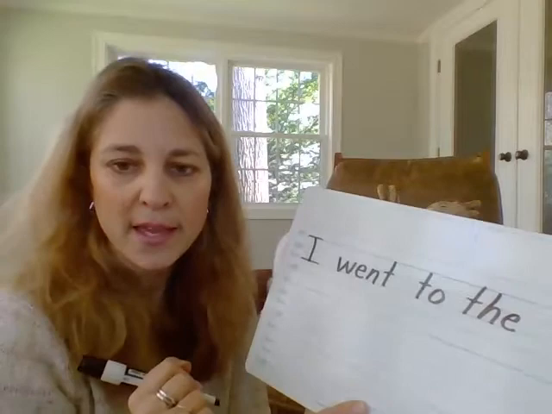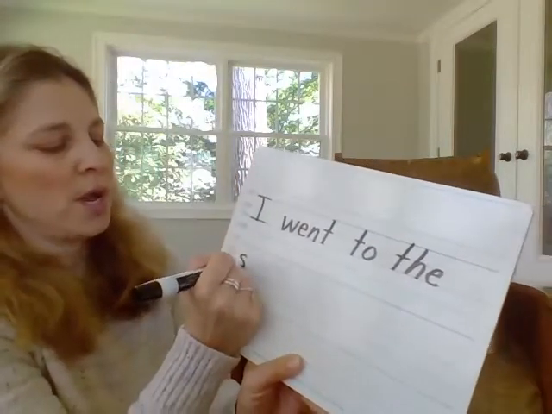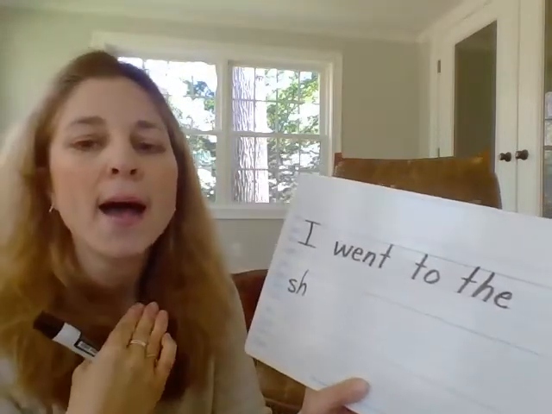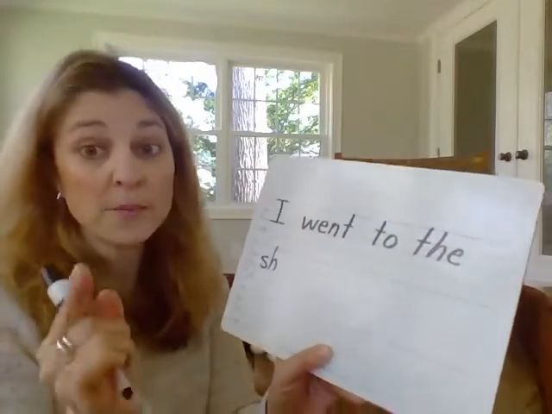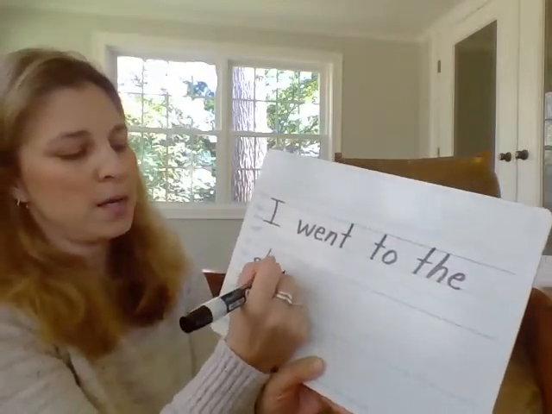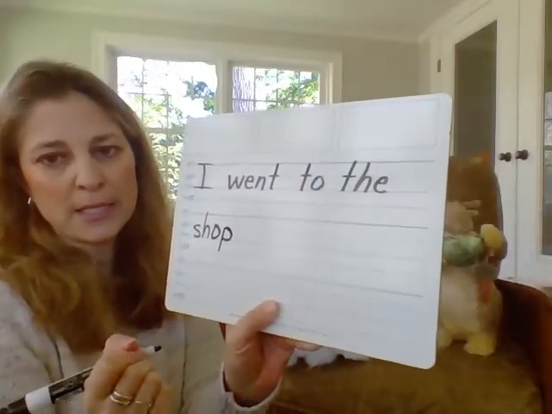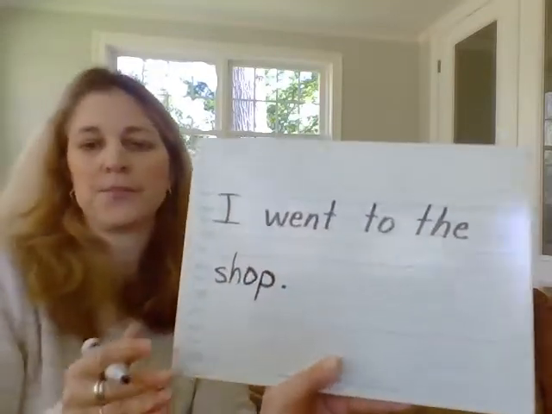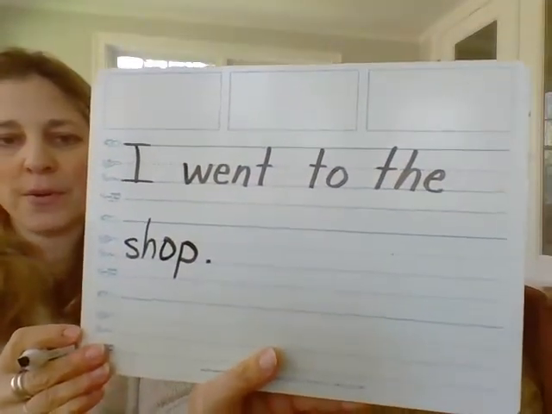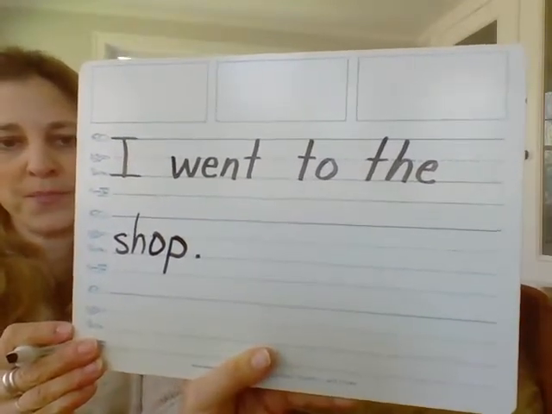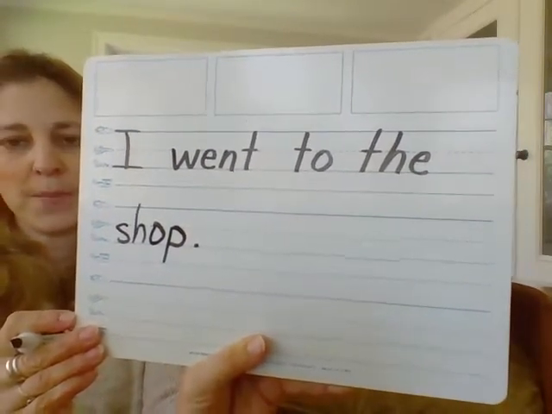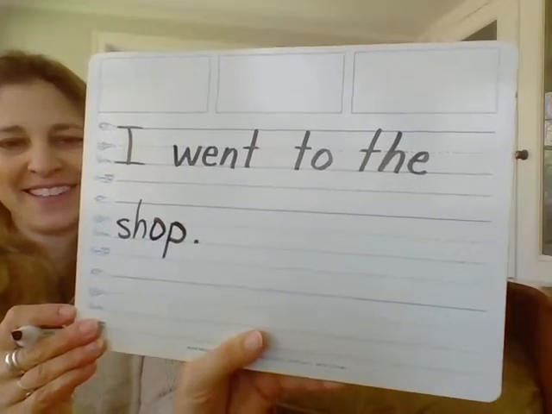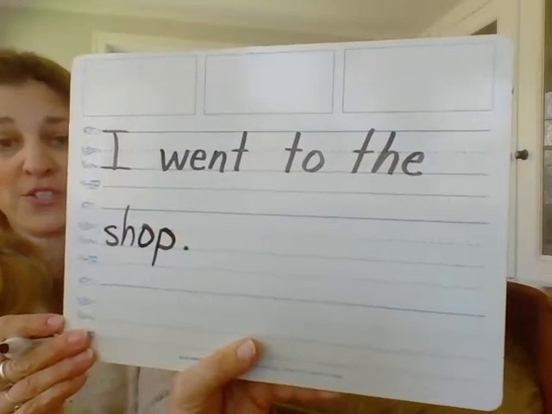Shh. S-H. Ship. Shh. Say O, octopus, ah. O, octopus, ah. Good. Ah, p. And then boys and girls, what goes at the end of my sentence? This is a telling sentence. I went to the shop. I'm going to put a period. I went to the shop. Copycat, boys and girls. I went to the shop. Now you do it. You can pause the video if you need to. Good job.